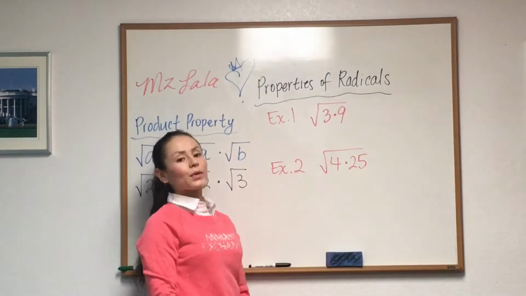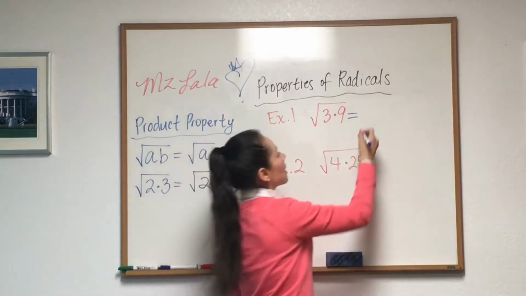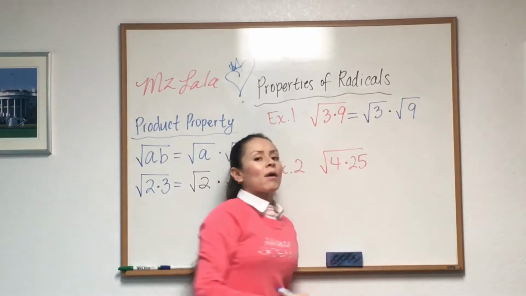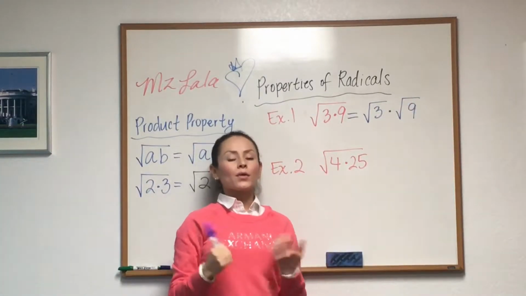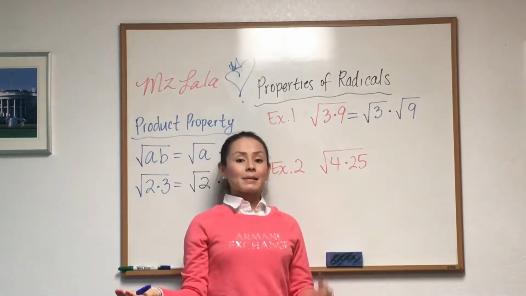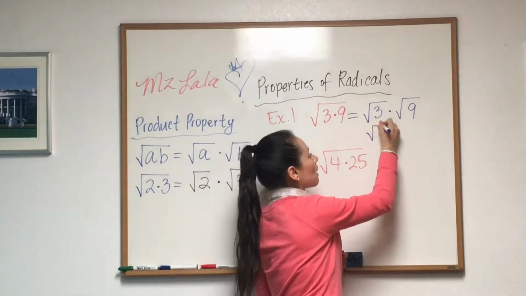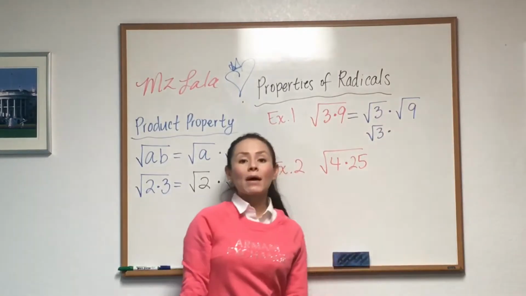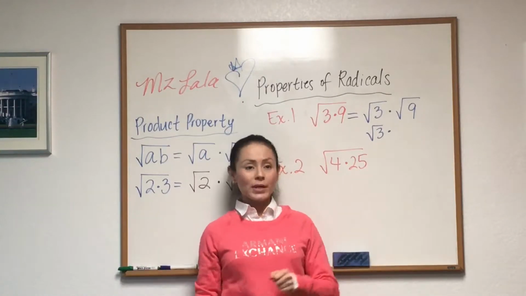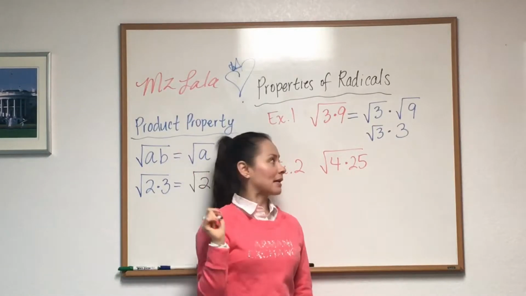So we have the square root of 3 times 9, which the product property says means the same thing as the square root of 3 times the square root of 9. Now, if we wanted to solve the square root of 3, we know that would be a decimal. There's no perfect square for the square root of 3 because there's no number that times itself gives us 3. So that will have to stay the same. However, we know that the square root of 9 is 3 because 3 times 3 gives you back 9. So your answer is just 3 with no more radical sign.